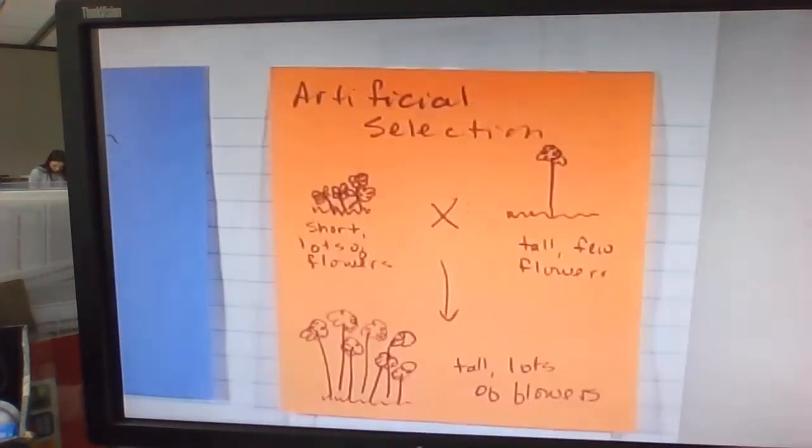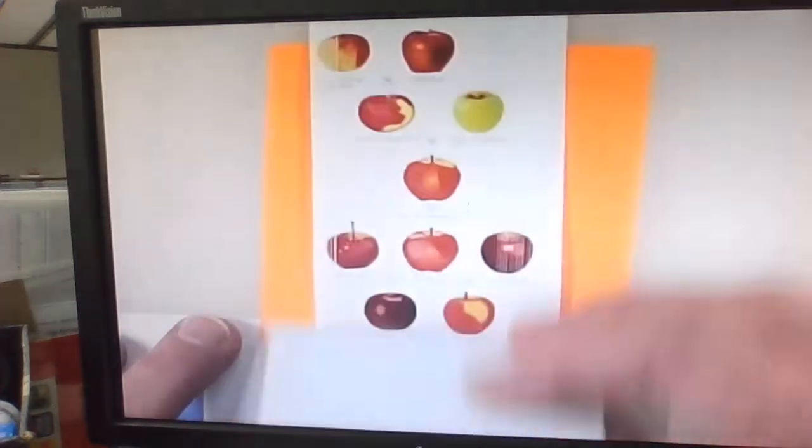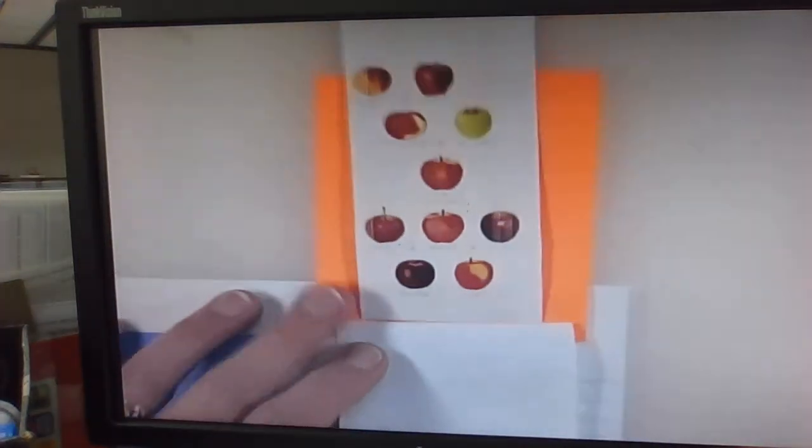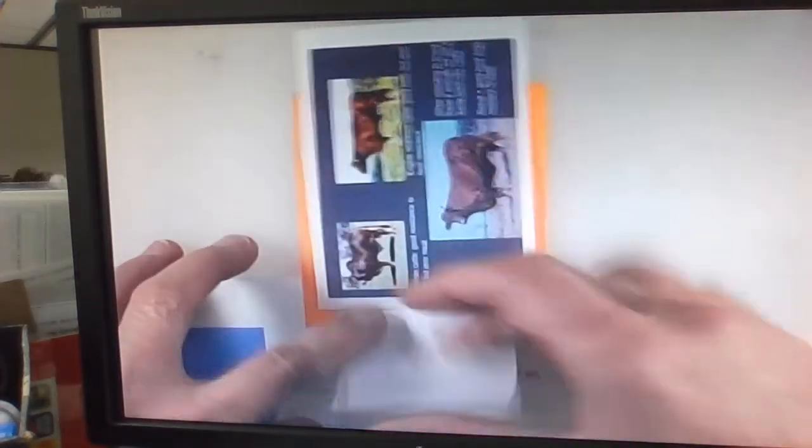So I have on my artificial selection little paper, I've taped these guys in so that I can page through all 3 of them. These are 3 different examples of selective breeding or artificial selection.